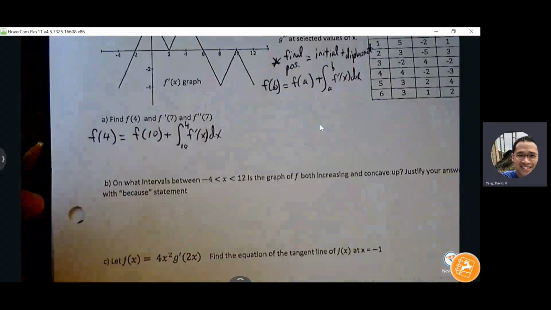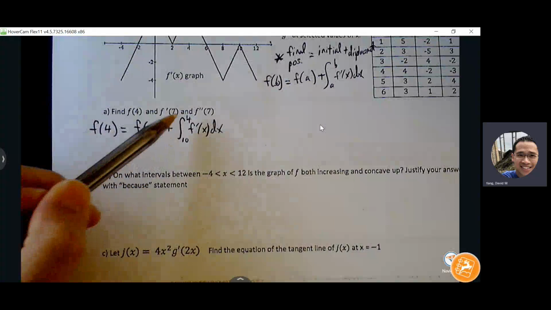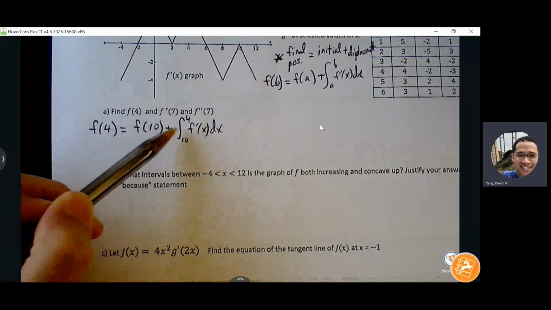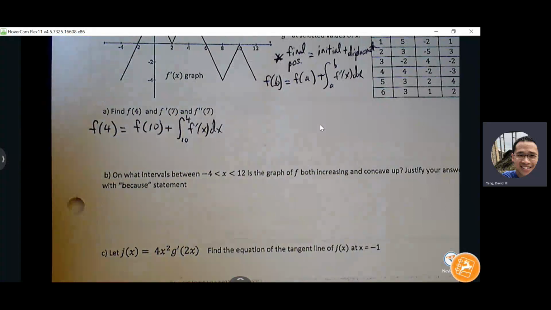Now, if you realize that you still want to flip the bounds, you can flip the bounds, but remember that a negative has to come out if you flip the bounds.